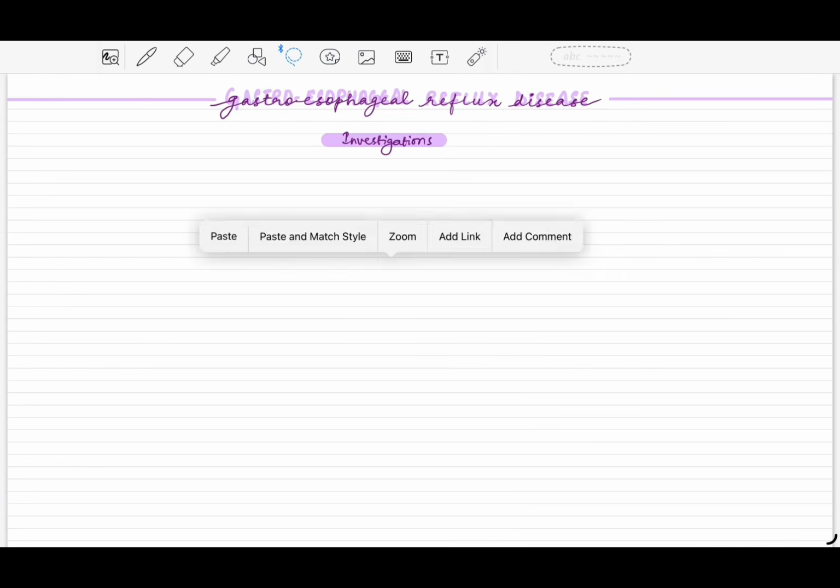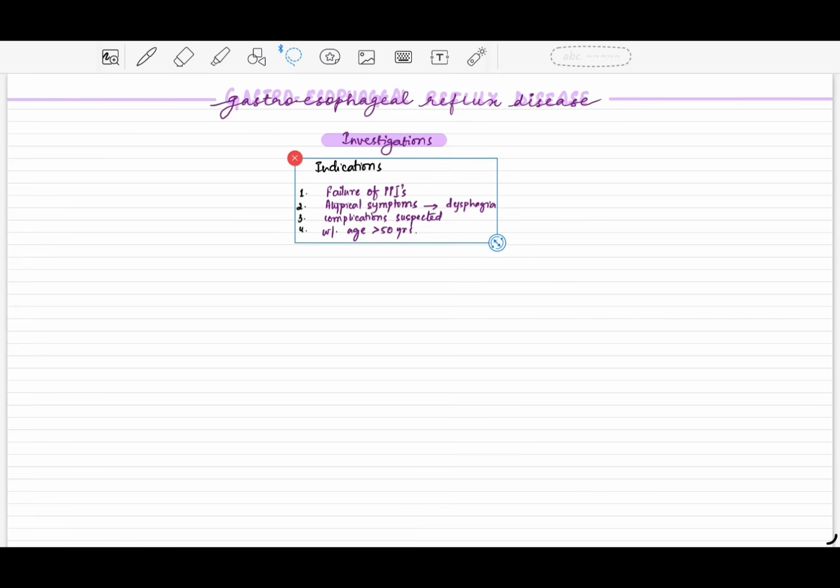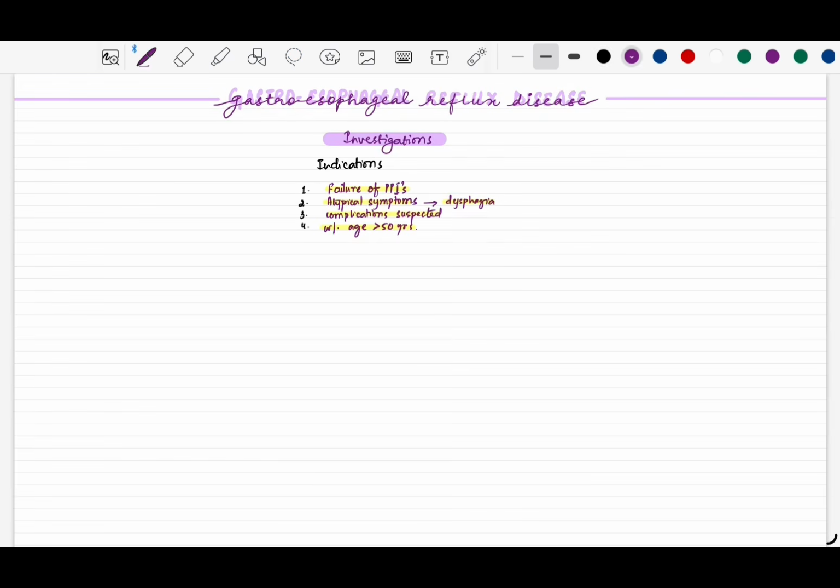Now, what are the few indications for investigations? Since we discussed that we will not be carrying out investigations at the first visit, we will perform investigations when the empiric treatment with proton pump inhibitors has failed, when the patient presents with atypical symptoms like dysphagia, when a complication is suspected, for example strictures, or when the patient is of increasing age, greater than 50 years. Now, the first investigation we are going to talk about is endoscopy.